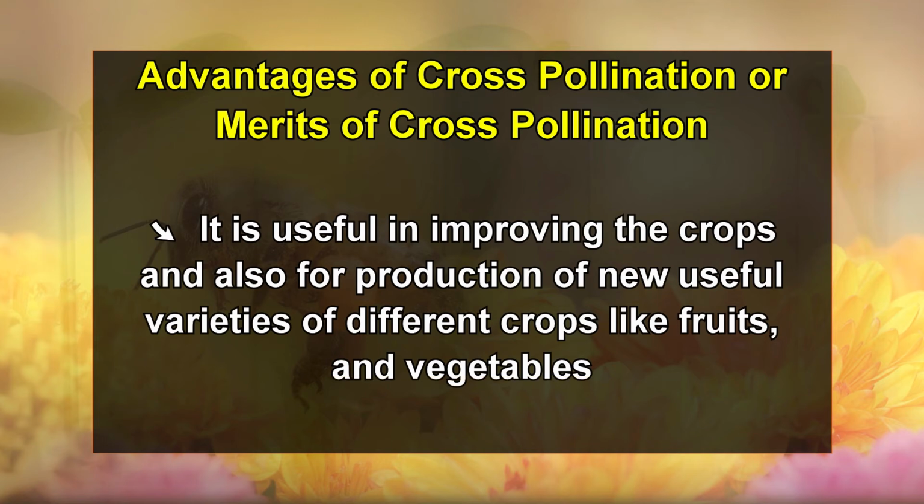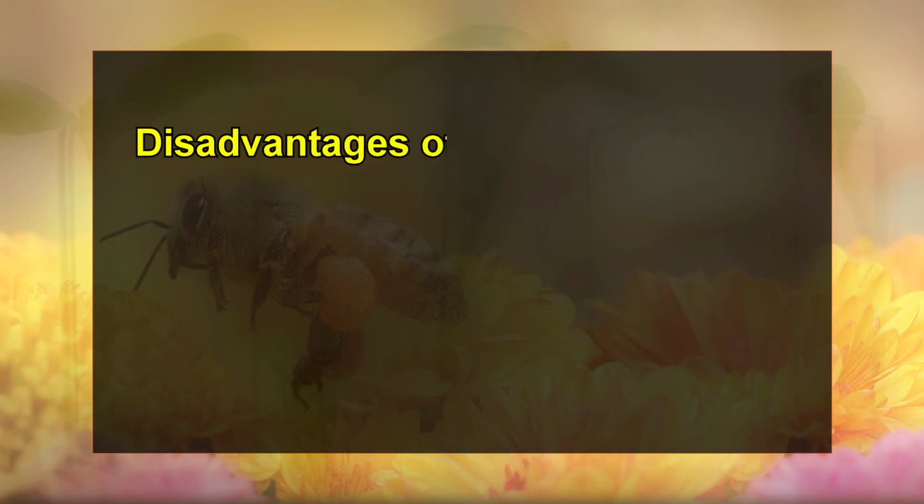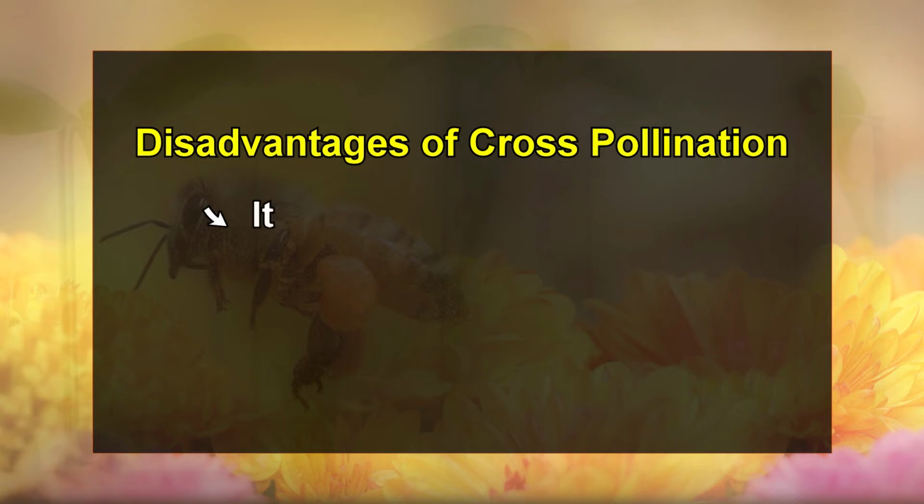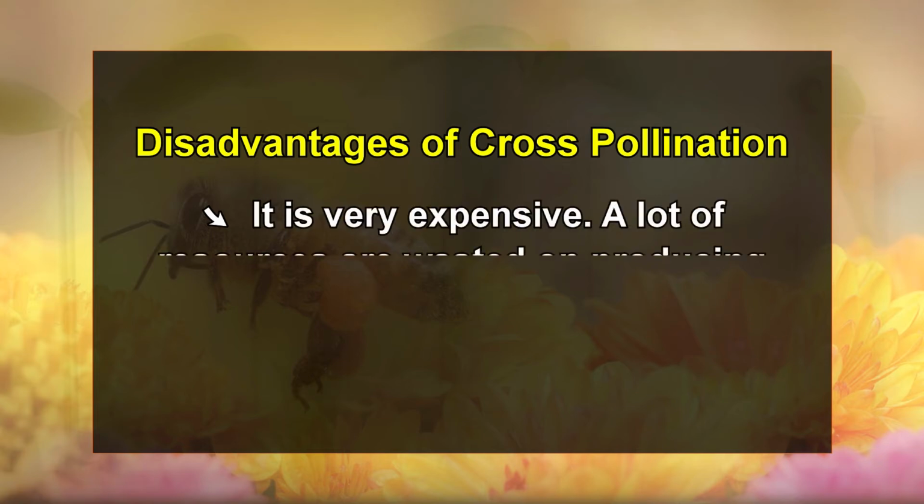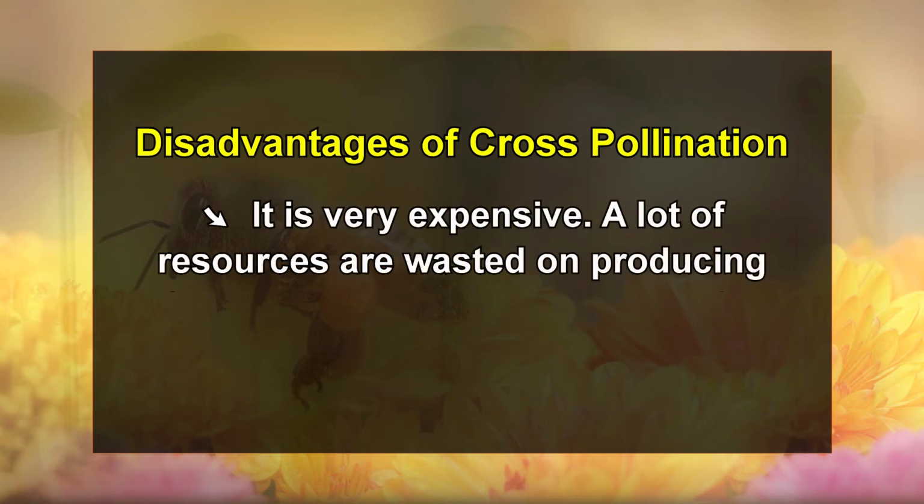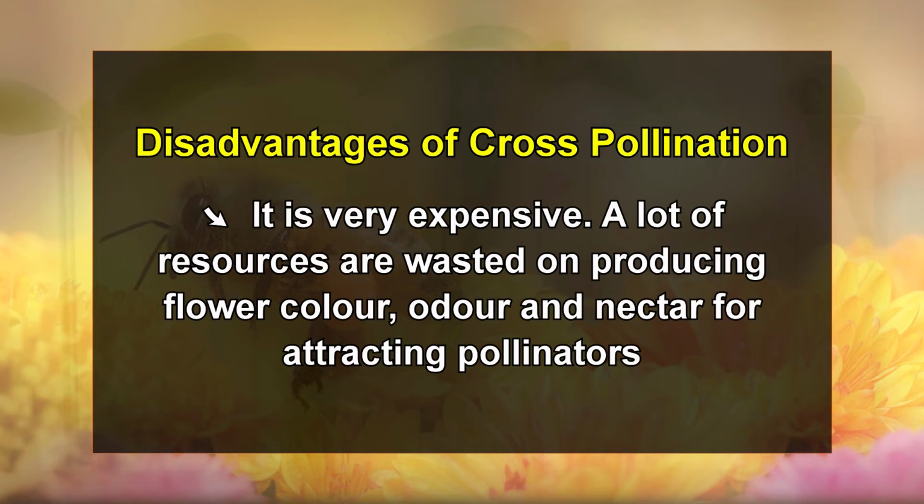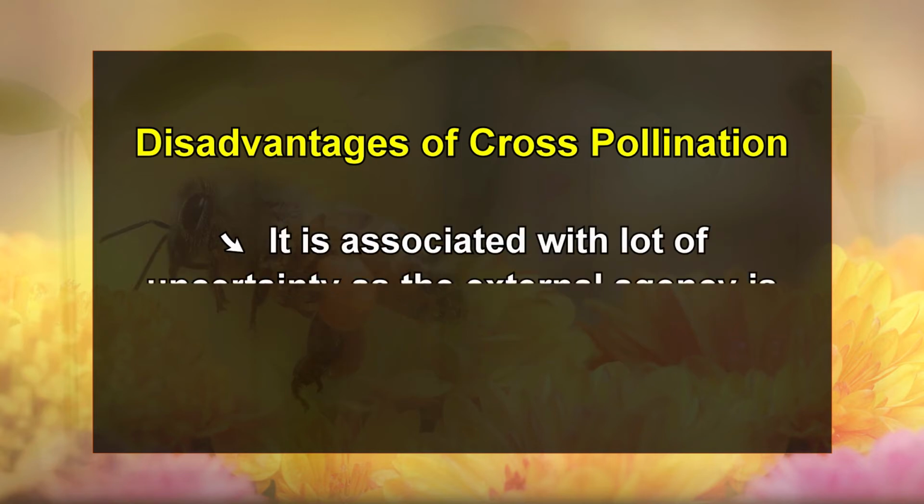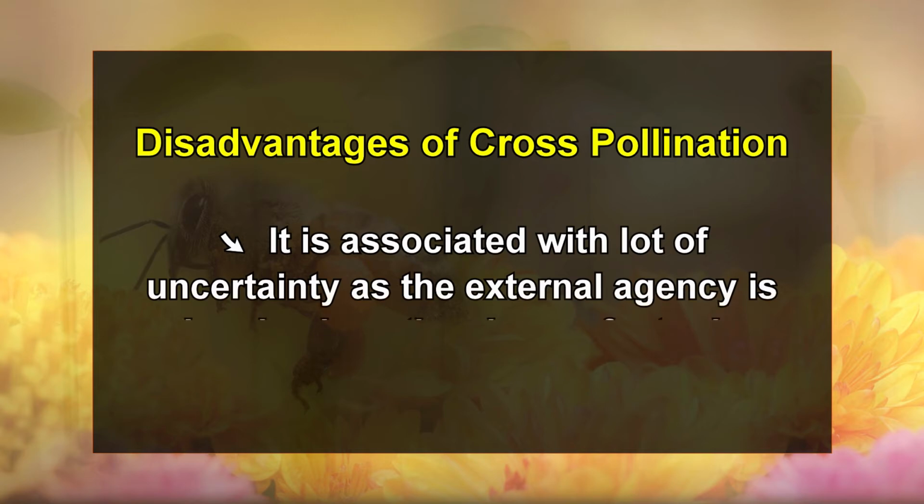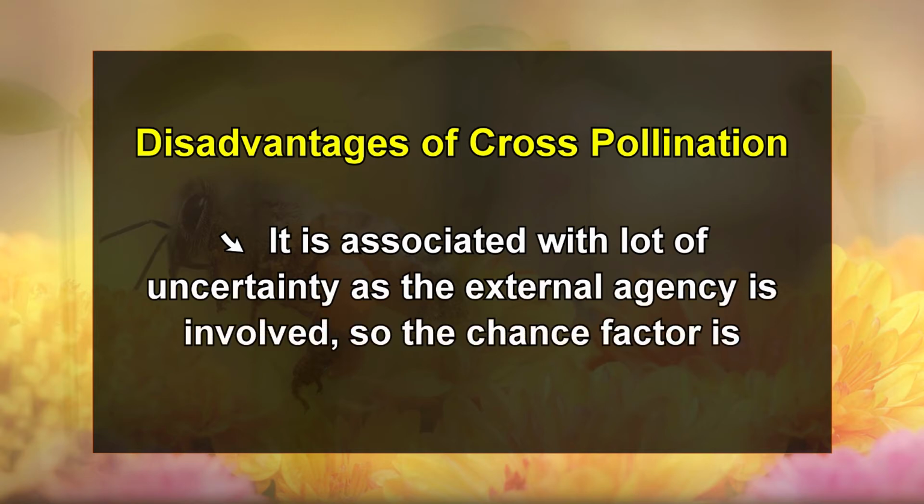But at the same time, the cross-pollination also has certain disadvantages. As we can see, this cross-pollination is very expensive. A lot of resources are wasted on producing flower color, odor and nectar for attracting the pollinators. Cross-pollination is associated with a lot of uncertainty as the external agency is involved. So, the chance factor is always there.